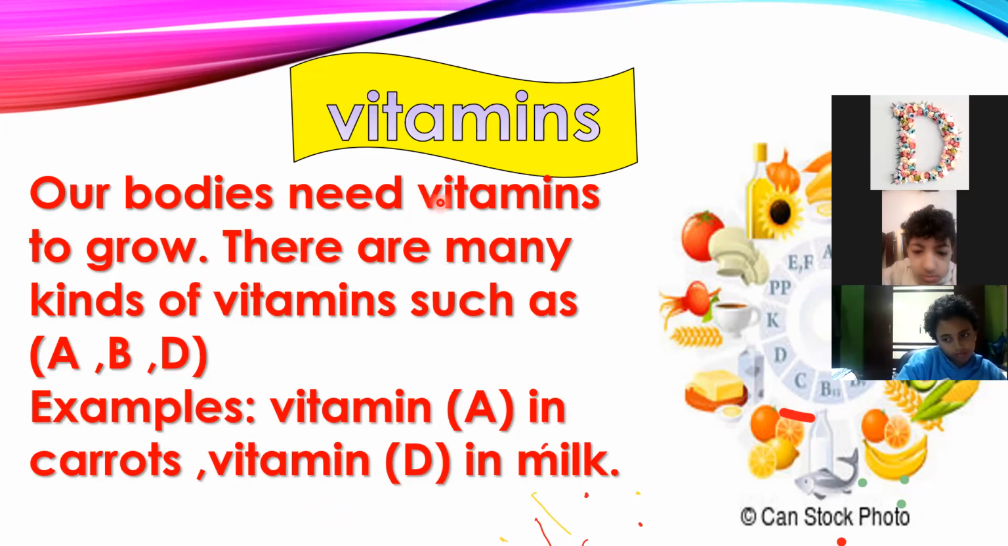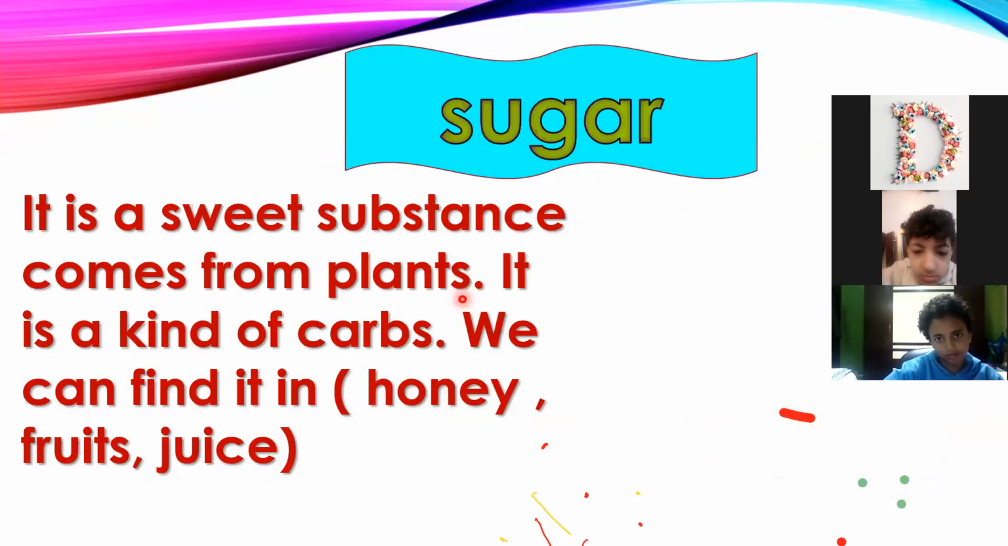So our bodies need vitamins to grow, and there are many kinds of vitamins such as vitamin A, vitamin B, vitamin D, vitamin C, and so on. So vitamins are a very important nutrient in our food. So we have to eat many vegetables and fruits to get these vitamins. Okay, let's see the next word, sugar.